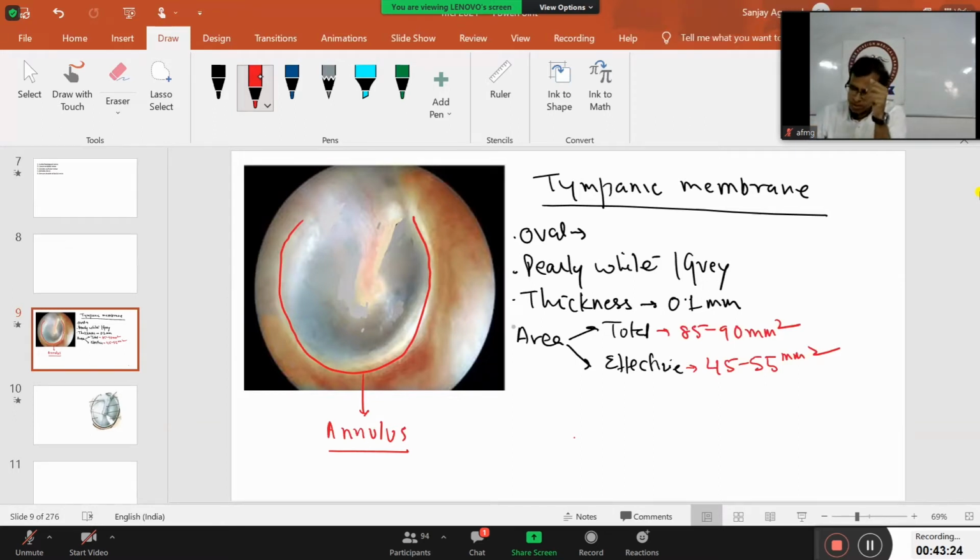And what is this structure that you see? It's a bone. What bone is this? This bone is called handle of malleus. And this tip of the malleus, this tip point has a name. What is the name of this tip? I'm writing here, it's called umbo. Umbo is the tip of the handle of malleus.